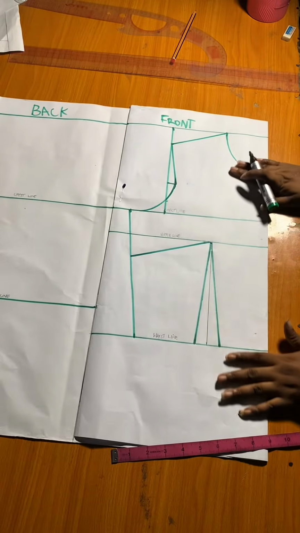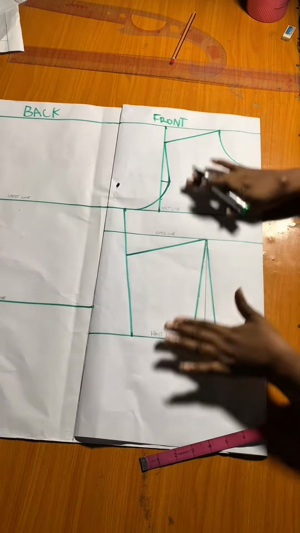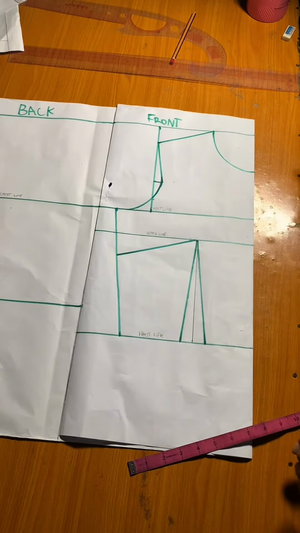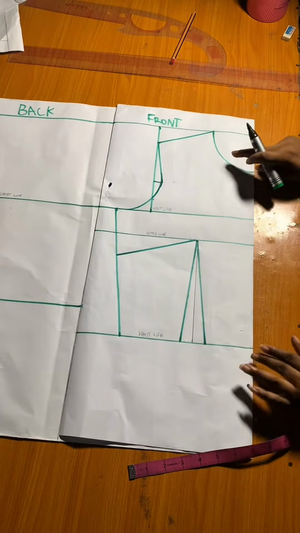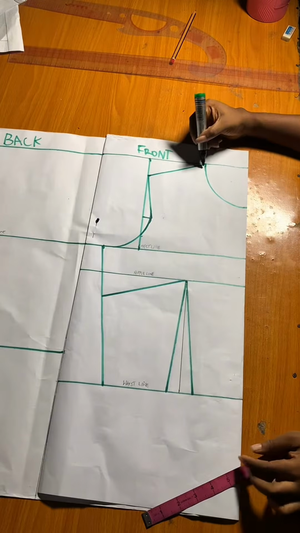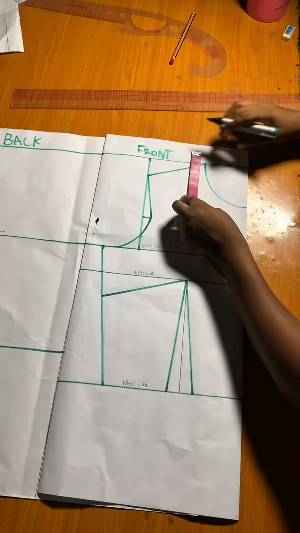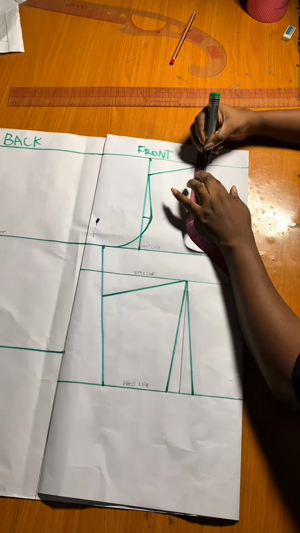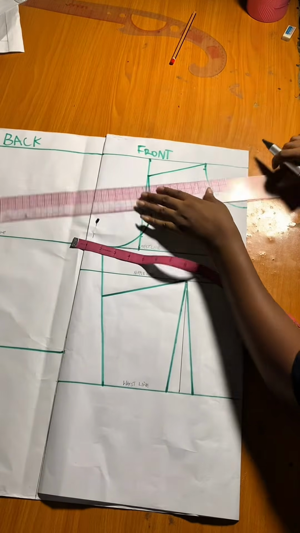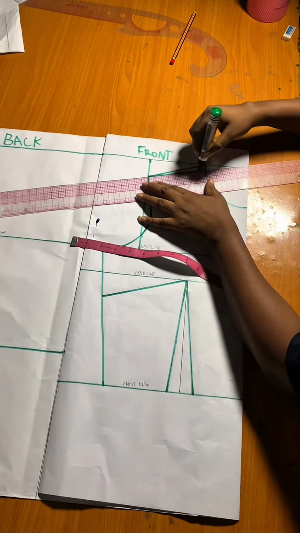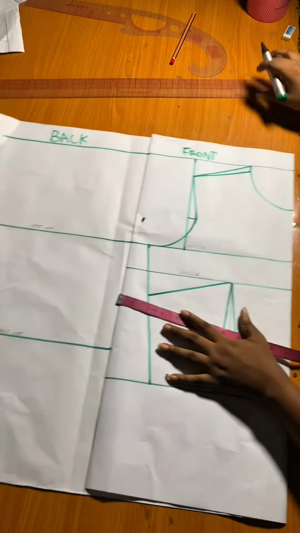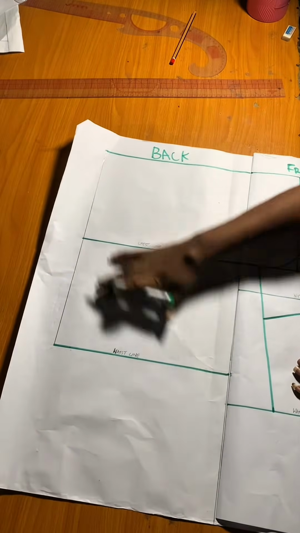The last but not the least thing we're going to do is the neckline tightening. Yes, the essence of the neckline tightening is to help us eliminate any excess around the neckline, and this is not going to affect anything. So just remove 0.5 inch on the neckline and connect it to the shoulder. We're done with the front bodice. Let's move on to the back bodice.